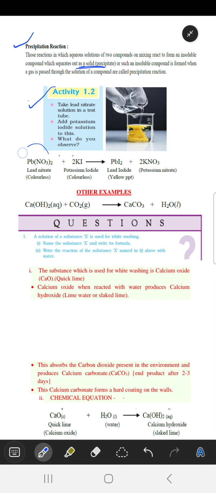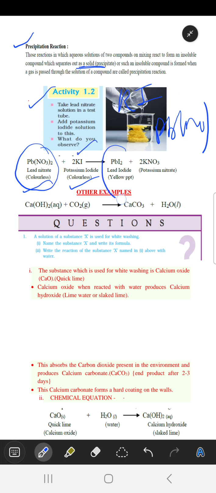In this activity, we have taken the lead nitrate solution. So, when the lead nitrate solution is added with potassium iodide, both are colorless. So, when these two are added, what we get is lead iodide solution. So, a yellow precipitate forms and settled at the bottom. These are of yellow color. So, this is the reaction in which the precipitate is formed.